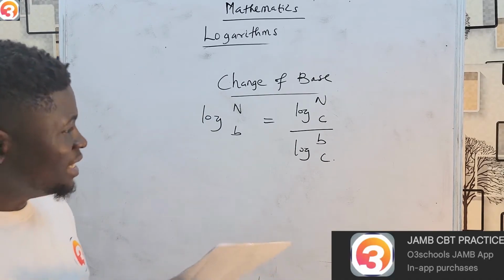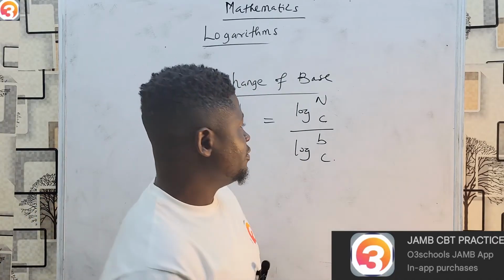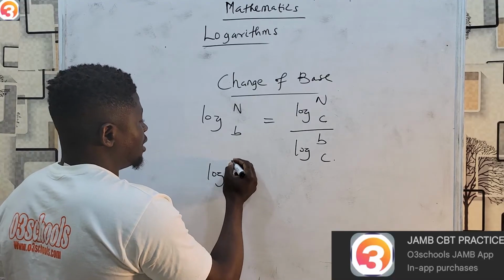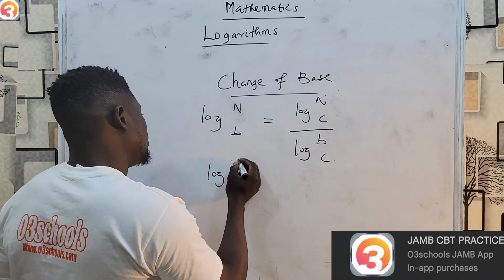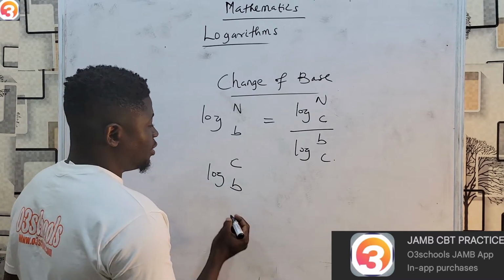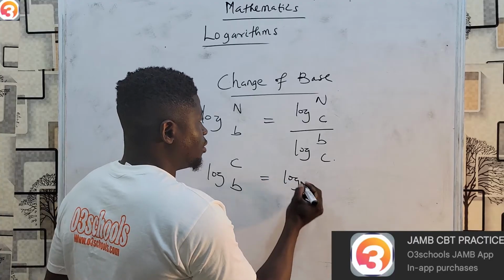Sometimes the base may even be the number that you're operating with. For example, you can have something like this: logarithm of c to base b. You can now say it's equal to logarithm of what?